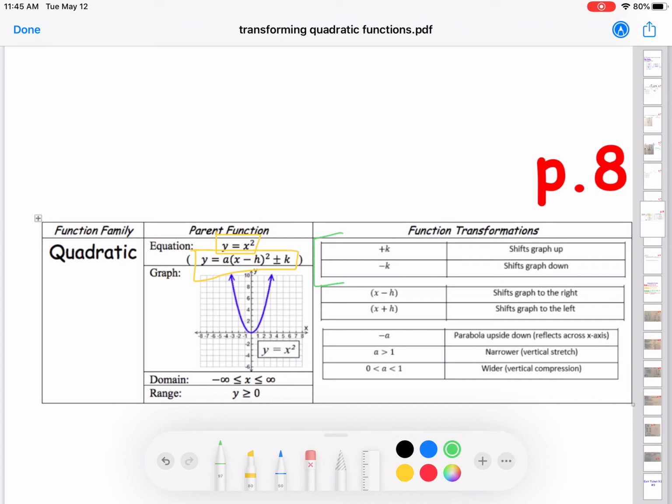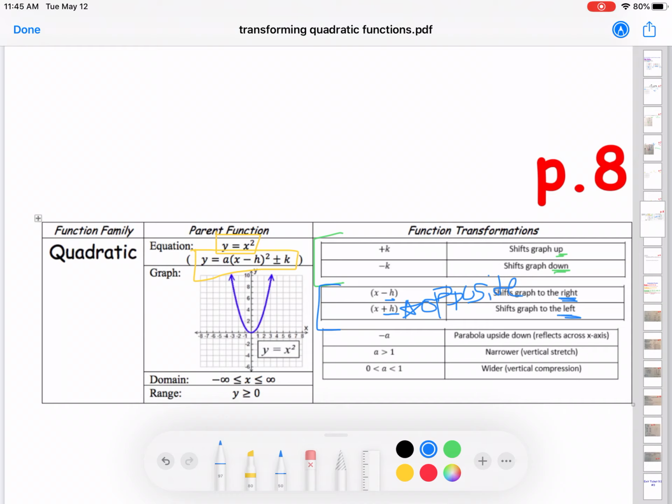If you change your k value, meaning that number out front, if it's positive, that shifts your entire graph up. If it's negative, that shifts your entire graph down. The second way you can transform your quadratic functions is by changing your h value. And remember, this is when we move opposite of what you might normally think. So if we have a minus h or a negative number inside our parentheses, that shifts the graph to the right. If we have a positive sign inside the parentheses, that shifts our graph to the left.